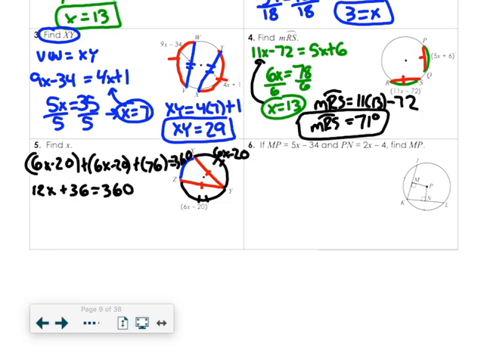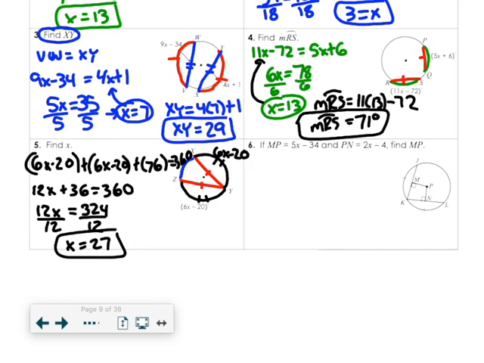I need to subtract 36 from both sides. If you do that, you end up with 12x equal to 324. If you divide by 12, you get that x has to equal 27. So remember, half of a circle is 180 degrees, and an entire circle is 360 degrees.